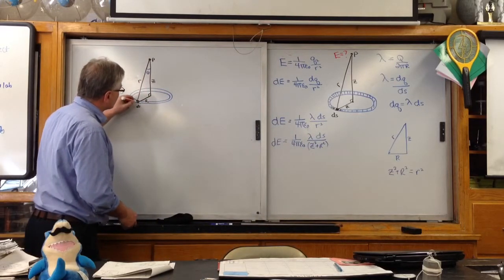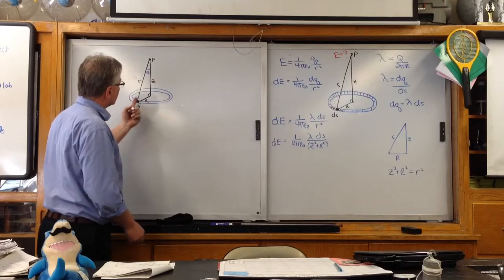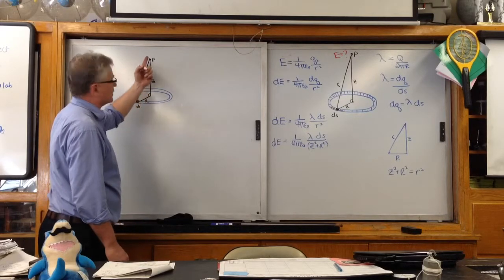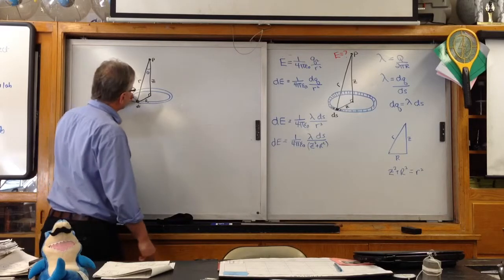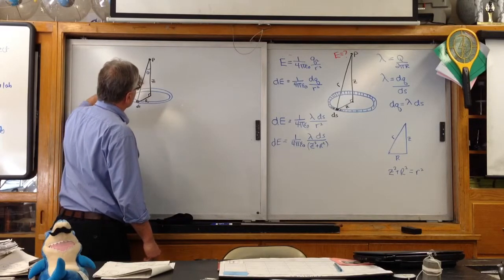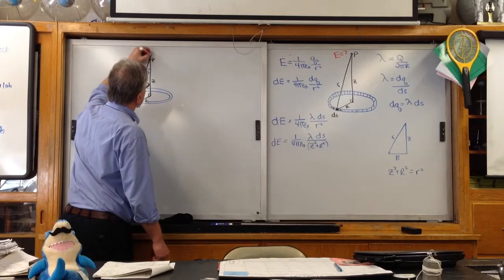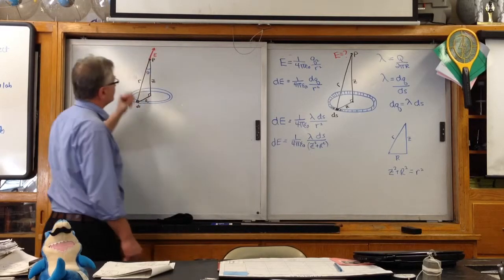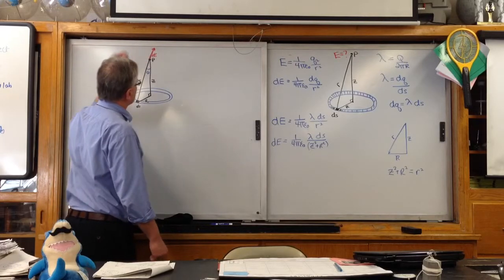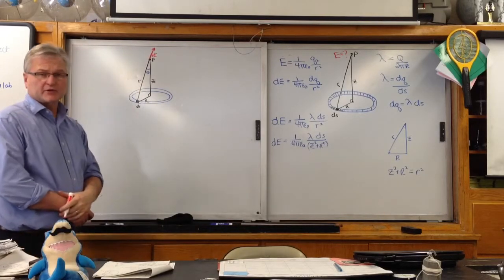So if we look at that little segment, ds, it's creating an electric field, and it's on an angle along the hypotenuse of that triangle. So if I trace it back, the electric field created at point P, isn't it going to be some arrow that kind of goes up like that? And that's the electric field, a little piece of dE that's being created by that particular segment.